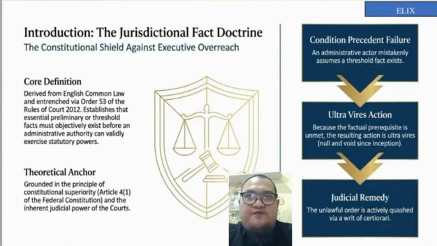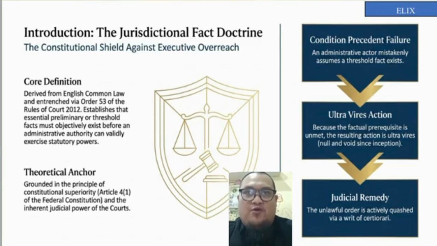The jurisdictional fact doctrine is an important principle in Malaysian administrative law. In simple terms, it means that an administrative authority must first have certain essential or threshold facts before it can legally exercise its statutory power. These facts are known as jurisdictional facts. If the required fact does not actually exist, the authority cannot legally exercise that power.